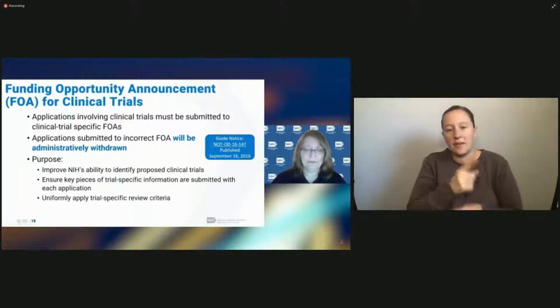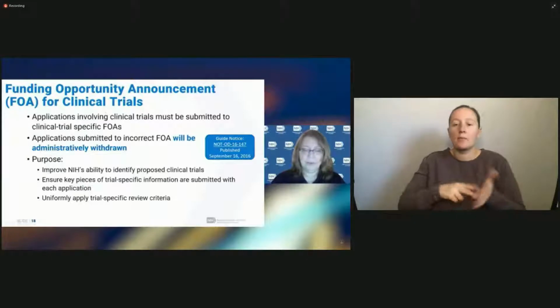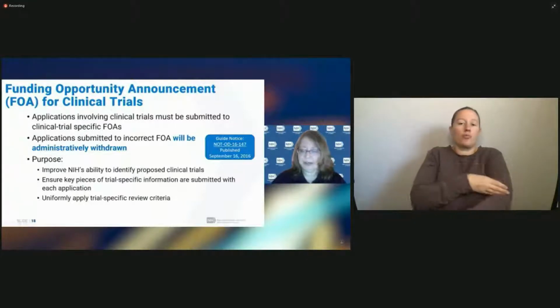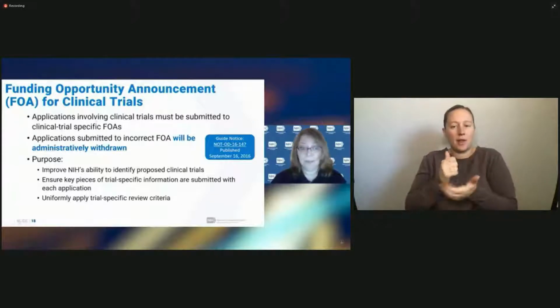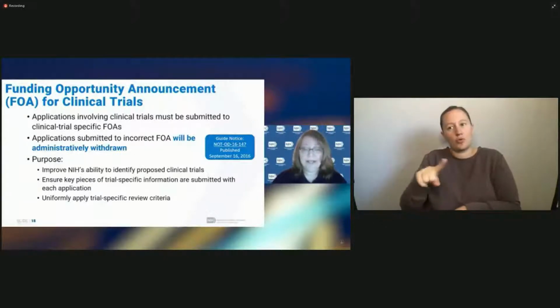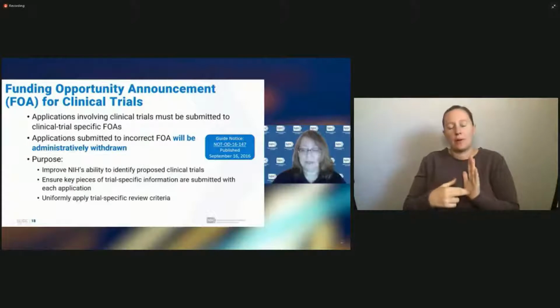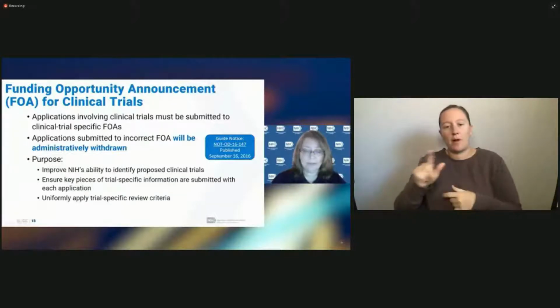And the purpose of this policy is to improve NIH's ability to identify clinical trials. And that helps us stay compliant and helps you stay compliant as well with the regulations. And it ensures that key pieces of trial-specific information are submitted with the application.